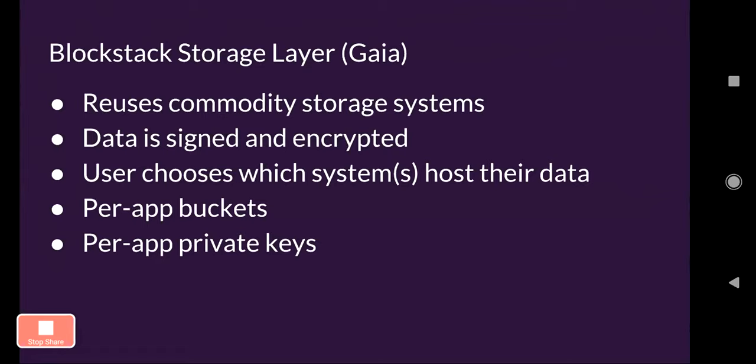Like Amazon has extremely high uptime, same with Azure, same with Dropbox, same with your home server. They're much easier to reason about than something like Swarm or IPFS. The data is signed and encrypted either way, so it's not like anybody's going to be able to read it without your permission. But what you can do is leverage the high availability that these services offer. And you get to choose which ones host your data, so if they ever misbehave or give you a bad cost performance trade-off, you're free to switch.